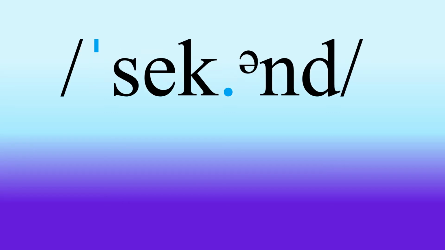So here's the dictionary script. As you can see, the mark top left in blue shows us that the first syllable is the strongest, the stressed syllable, and then we've got a blue dot in the middle that shows us the word is divided into two syllables. So repeat after me, stressing that first syllable, make it stronger. Second.